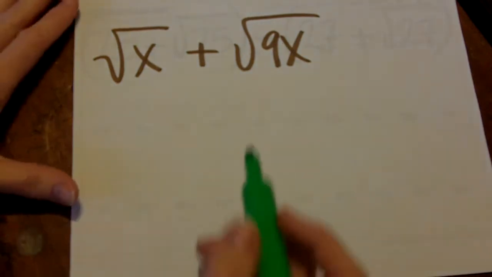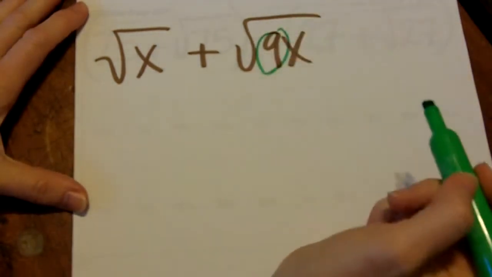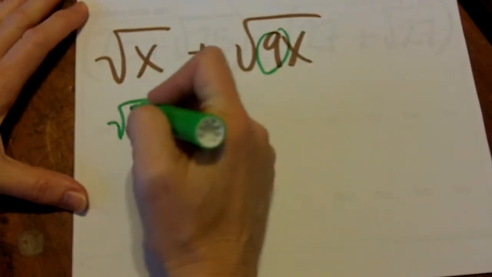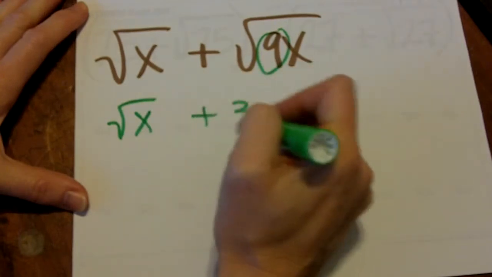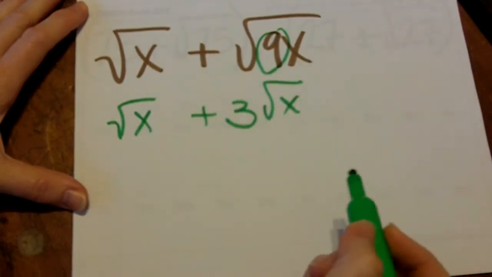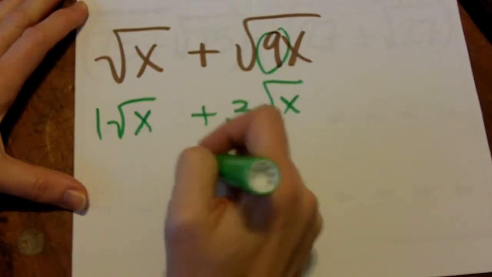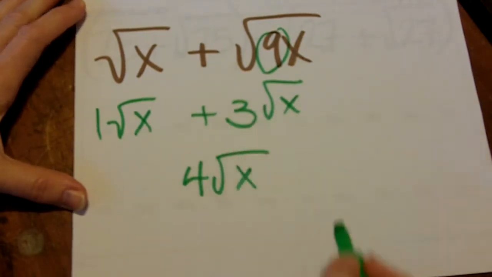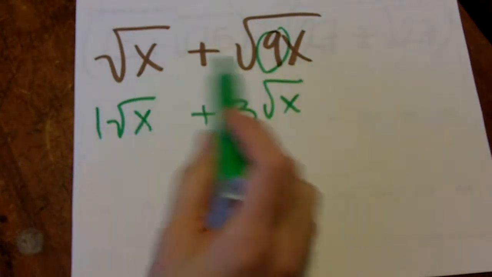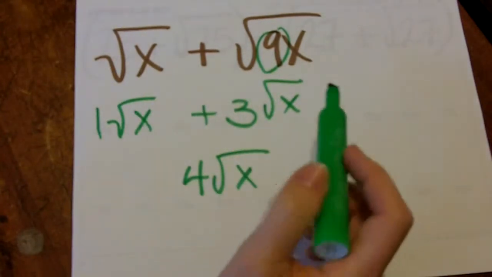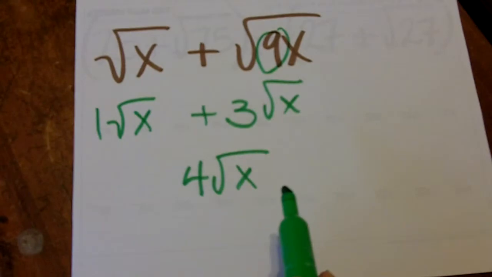Okay, all right, and if I had this one, the square root of x plus the square root of 9x, well, I can take that square root right away, right? So I can have the square root of x plus 3 square roots of x. I have 1 square root of x plus 3 square roots of x, which is equal to 4 square roots of x.